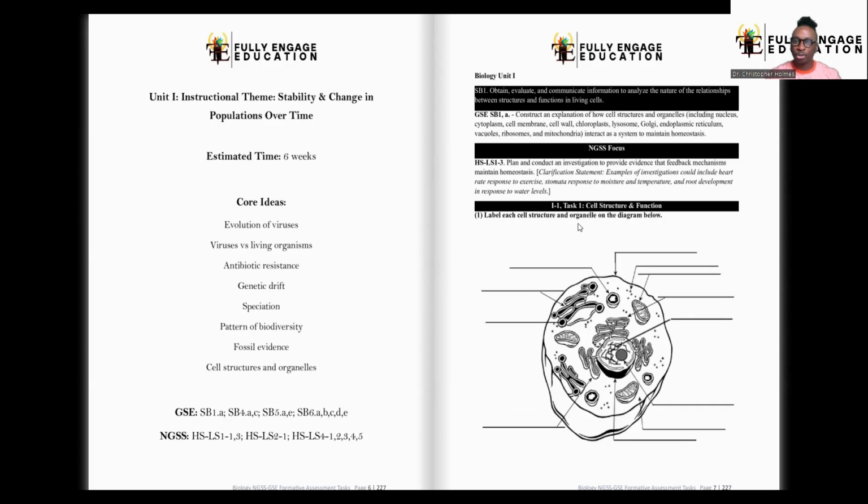It says label each structure and organelle on the diagram below. This is pretty much warming them up. This is something that students should be able to do without your help in order to cover that standard, because the standard says obtain, evaluate, and communicate information to analyze the nature of the relationships between structures and functions in living cells. The element says construct an explanation of how cell structures and organelles, you have those organelles listed, interact as a system to maintain homeostasis.